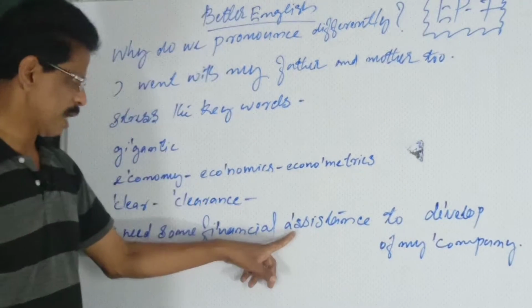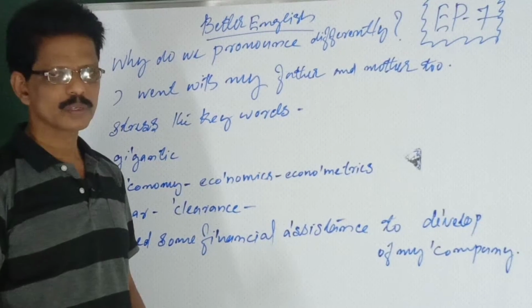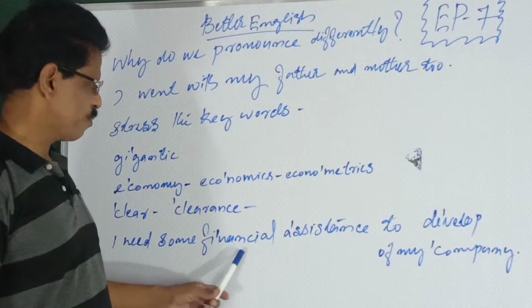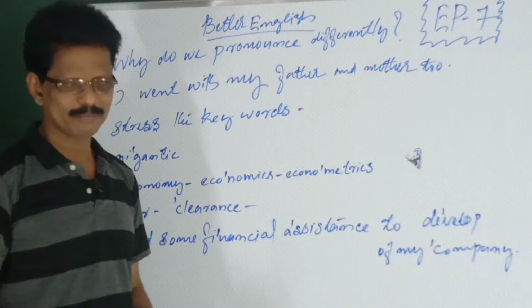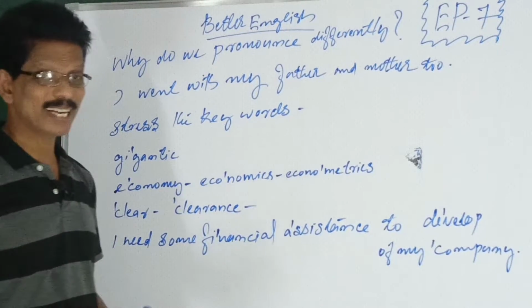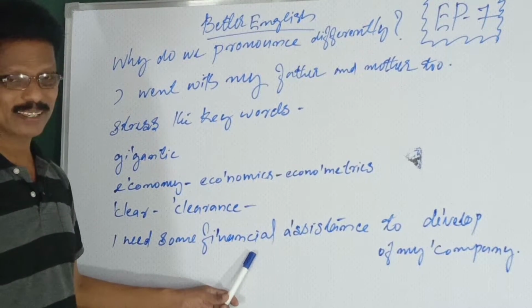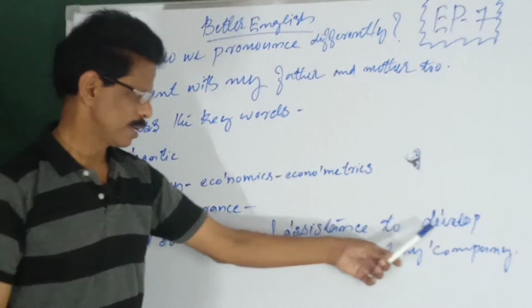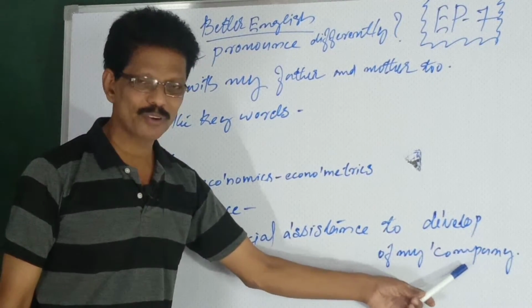Develop. Assistance. Then financial. See, look at this sentence. I need some financial assistance to develop my company. See where the stress should be given. Financial, second syllable. Assistance, second syllable. Develop, second syllable. Company, first syllable.